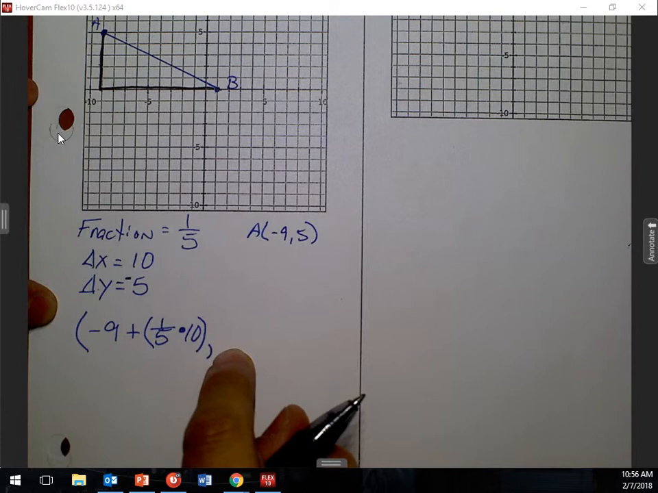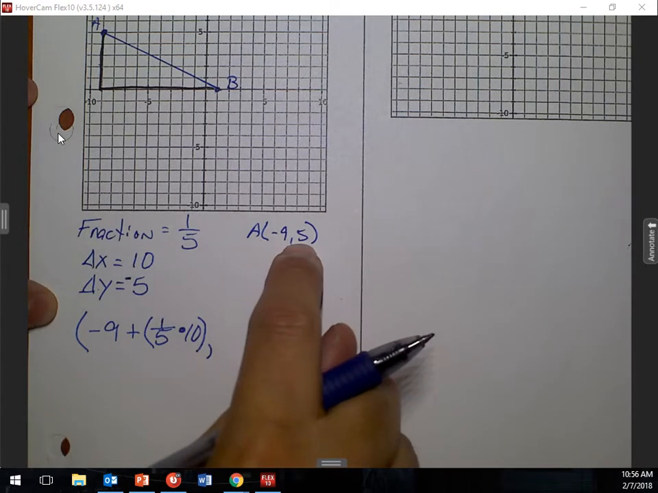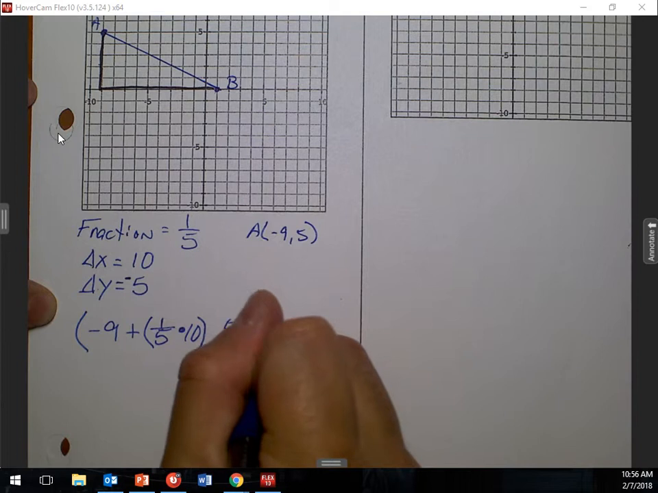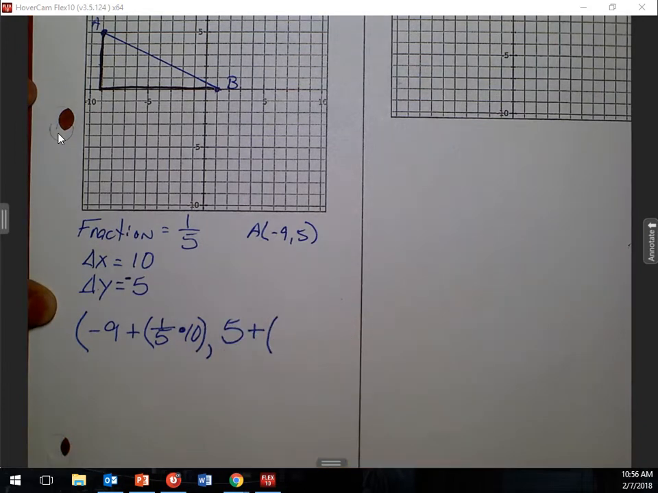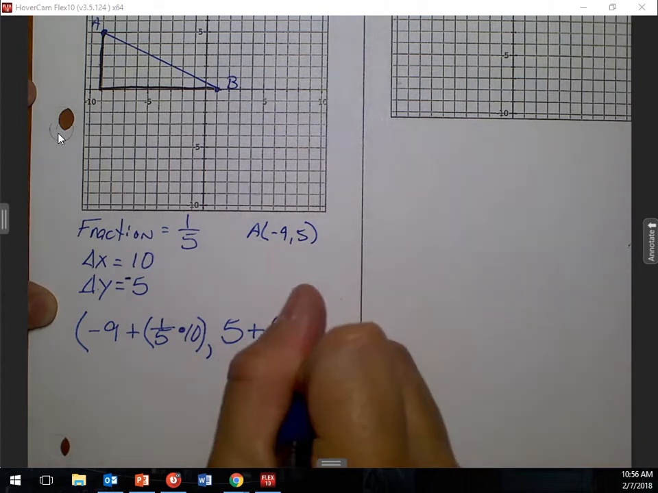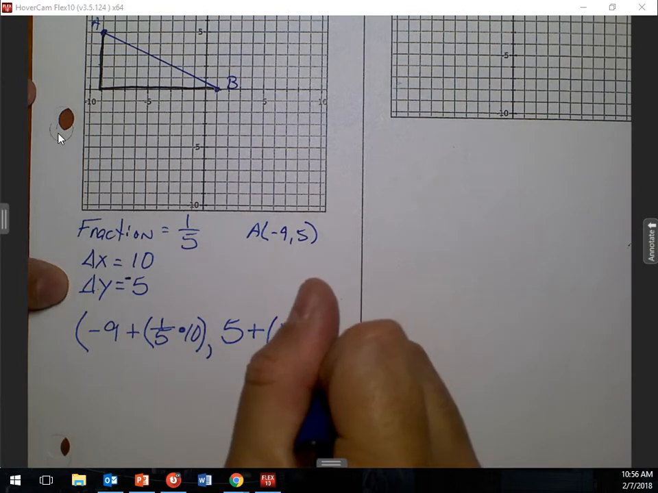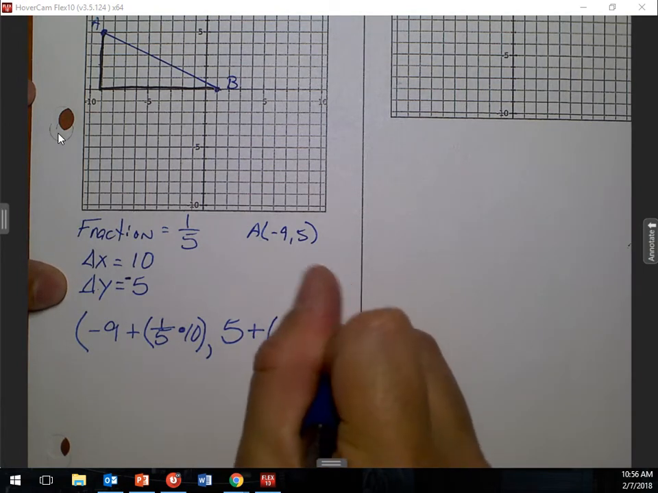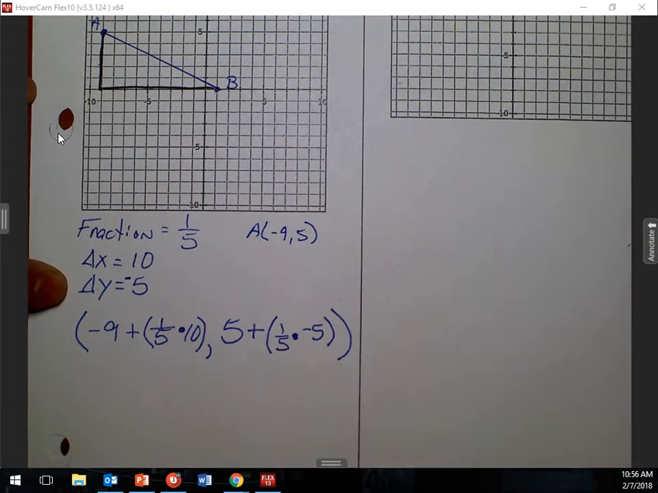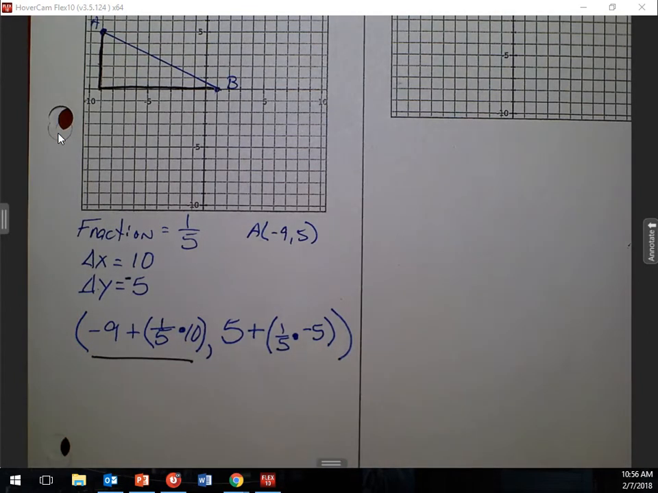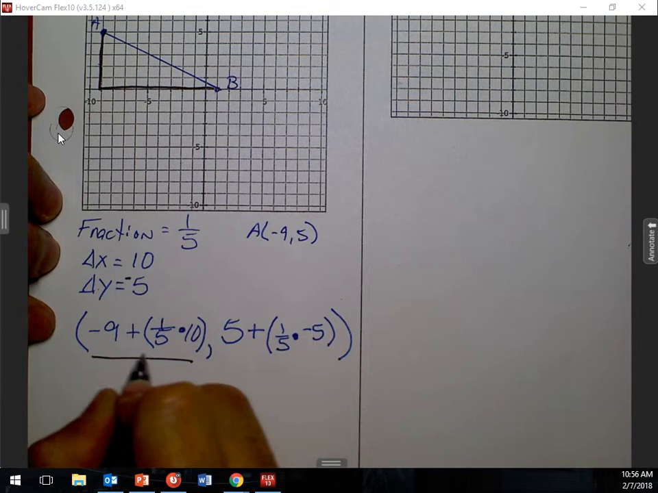What goes next? The y value, which is my 5, plus parentheses. What goes next? 1 over 5 times. This is my y value now, so it's going to be my negative 5. Close right there. Now, we're going to put all this in the calculator. You get what?